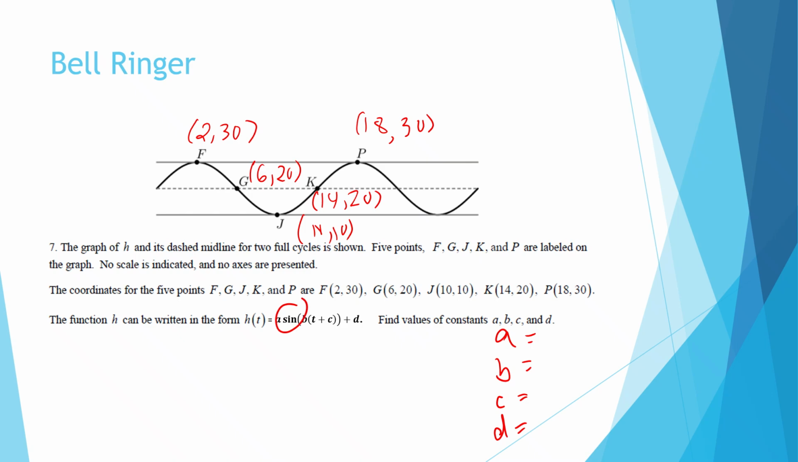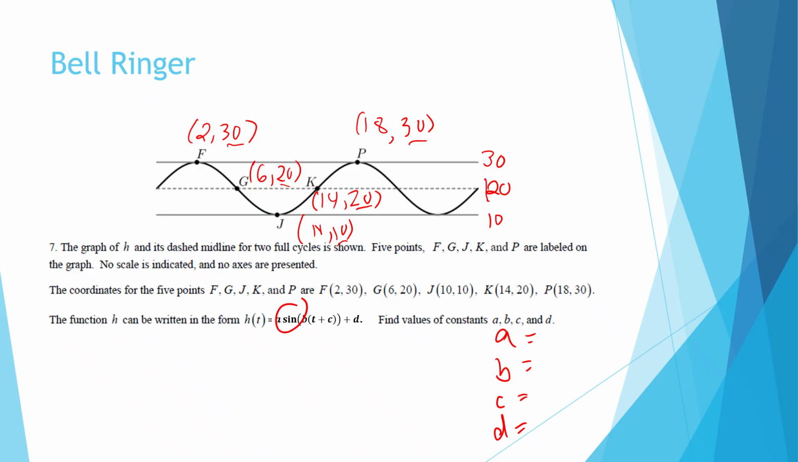So taking a look here, the first thing I always look for is my y values. I see I have a maximum of 30 up top. I have a minimum of 10 and a midline of 20. So I'm going to label those three right there. And with this, we can find A and D pretty easily. D is going to, let's start with D.